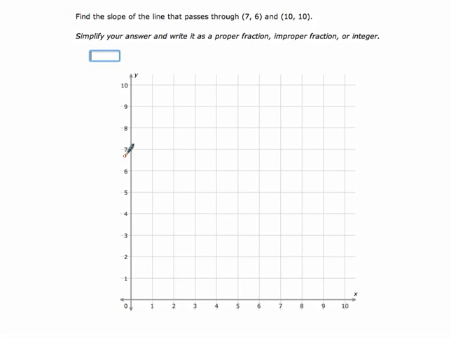Okay, this will be the last problem. Go ahead, pause the video, read it, and then solve it, and I will review. Find the slope of the line that passes through 7, 6.